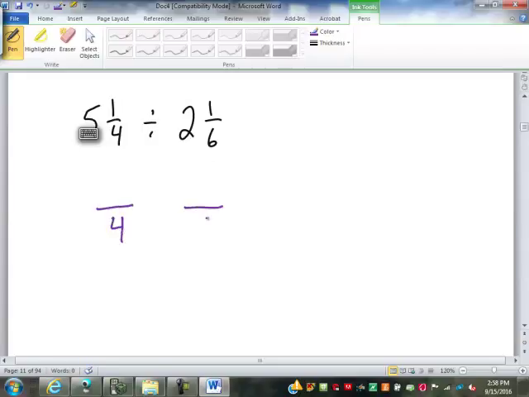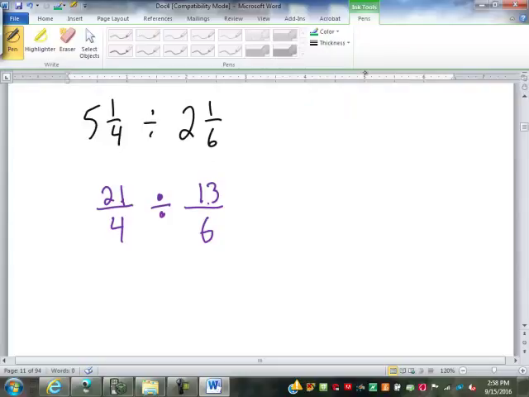What's going to go here? 21, right? 5 times 4 is 20 plus 1 is 21. What'll go here? 13. Is this multiplication now? No, it's still division. Can we cross cancel? No, because we can only cross cancel in multiplication, not division yet.